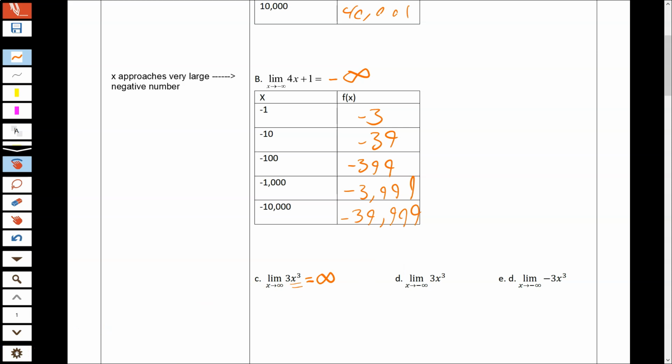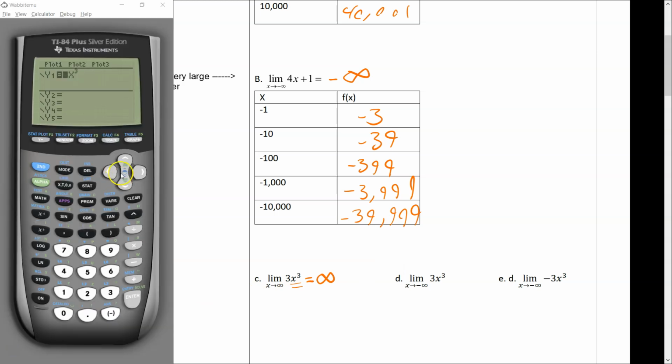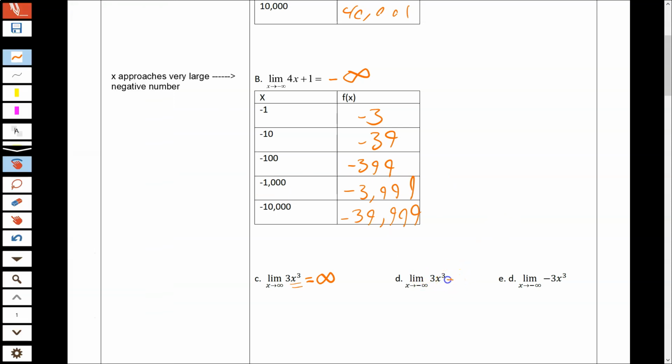So one strategy I could use is I could go to my graphing calculator. So I could type in my function. I could look at the graph. Negative infinity on my number line for my x's is to the left all the way forever. So we want to know what happens to the y values as x goes all the way to the left. I can even zoom out a little bit just to double check. But notice my graph goes down forever. Okay, so as x approaches negative infinity, so does the limit of 3x to the third, negative infinity.